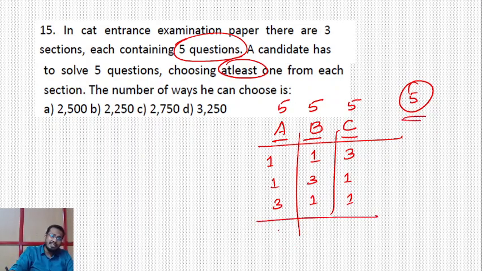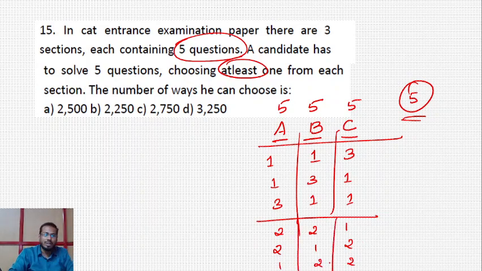Any other combinations? If I write 2 questions from section A, 2 questions from section B, 1 from section C, now also I got 5. So 2, 1, 2, 1, 2, 2. So this is also a combination, and there is no other combination. If I take any other number, I need to put 0 for some section, so that is not possible. They need at least one question in each section.